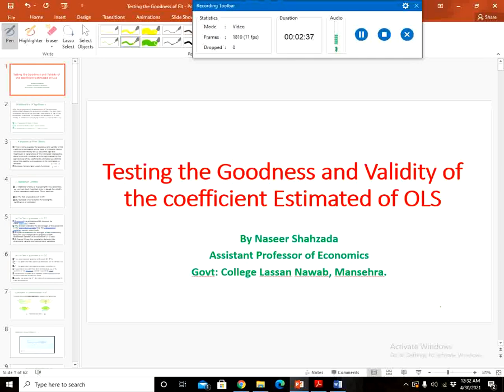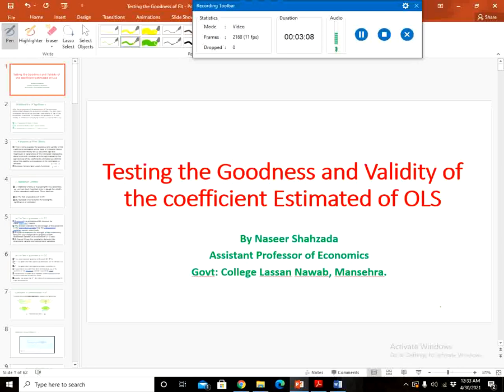The one is beta naught and the other is beta 1. Beta naught shows the intercept of the model, which is the value of the dependent variable in the absence of any independent variable. Beta 1 is the slope of the model, which shows how many units the dependent variable will change with a 1 unit change in the independent variable.